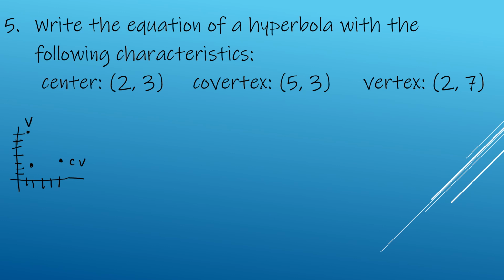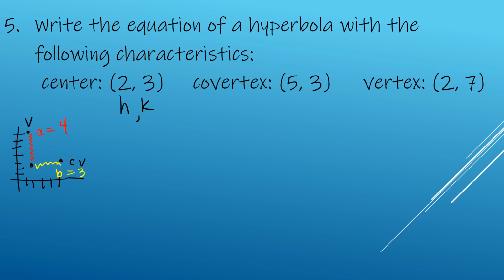So from here, I know my h and my k values, that's given. I can determine the a value from the center up to the vertex. That's going to be my a value. So from 2, 3 to 2, 7 has a distance of 4. I can also find my b value from 2, 3 to 5, 3. That is a distance of 3, and that gives me half of the length of the conjugate axis.